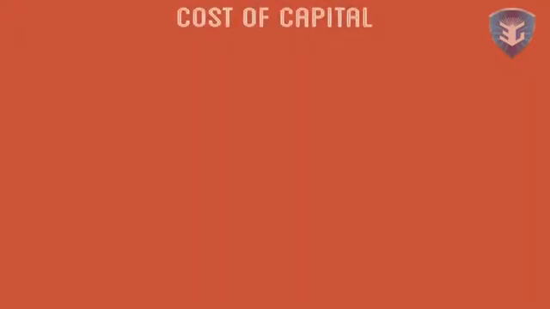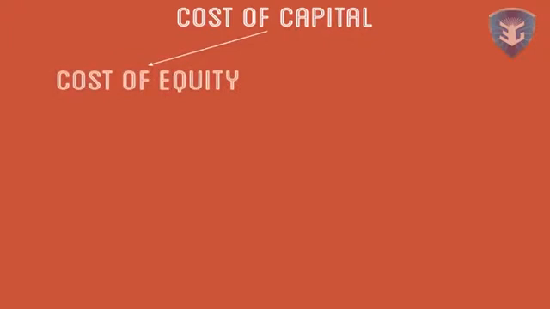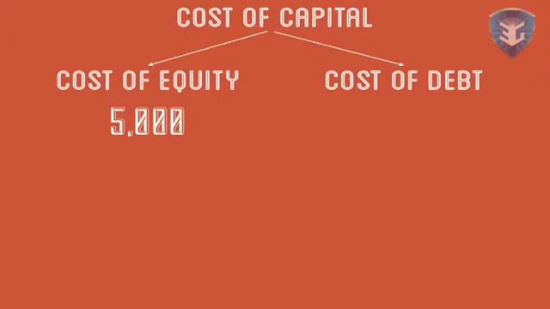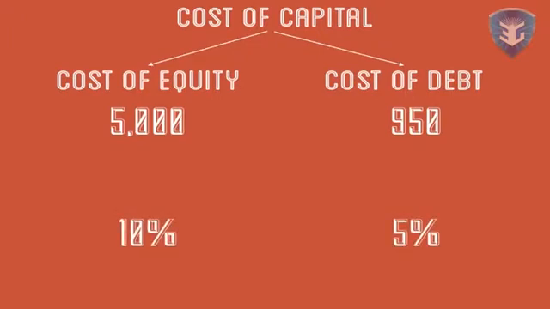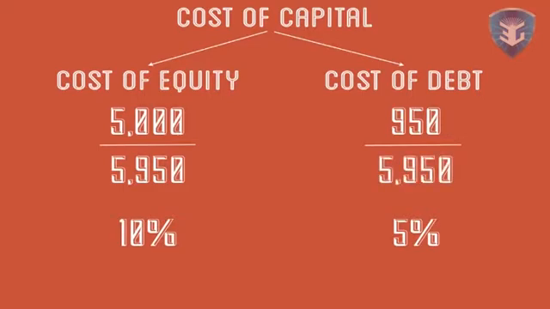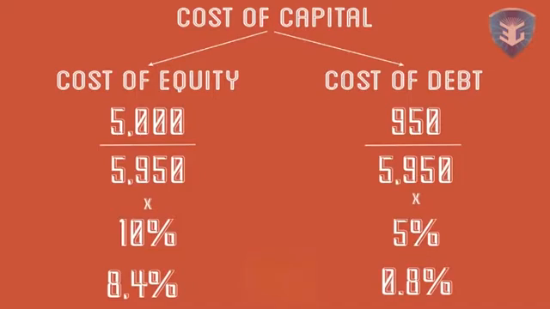Pop that into our little formula here. Cost of equity, cost of debt as normal, it's these figures. The equity market value is 5,000. Debt market value, 950. 10% and 5% still of the actual costs. All I've got to do is weight it up now. 5,000 out of 5,950, 950 out of 5,950. So 5,000 over 5,950 times by 10%, 950 over 5,950 times by 5%. You should get, with a bit of rounding, 8.4 and 0.8. Add the two together, and you've got your weighted average cost of capital using market values of 9.2%.